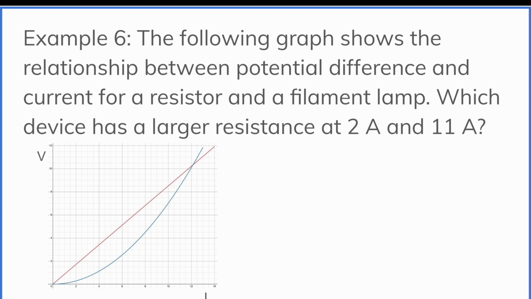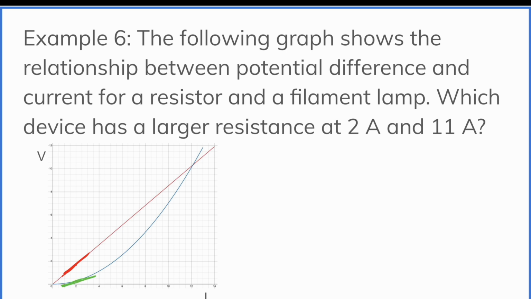The following graph shows the relationship between potential difference and current for a resistor and a filament lamp. Which device has a larger resistance at 2 amps and 11 amps? So let's start looking in here, and we see at 2 amps for the resistor, of course the slope here, that's the resistance. But for the filament lamp here, I want to do a tangent line here. So a line that only crosses at this point because it's not a straight line.